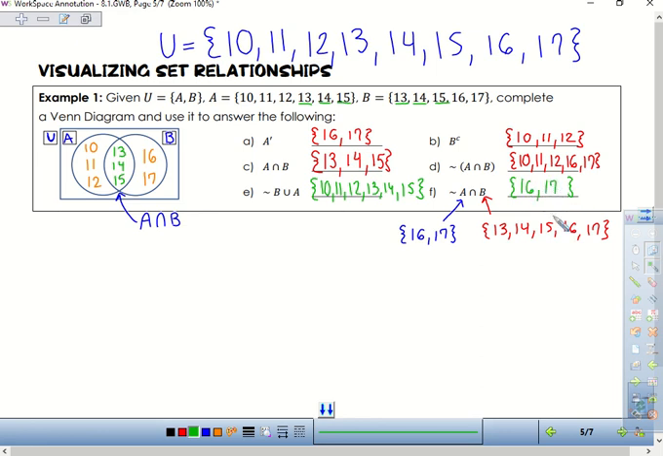So are you starting to get the idea here of what happens with these? Understand the complement, what it means? Okay. It's basically the opposite of what it has. So is everybody ready to move on to the next one? Okay.